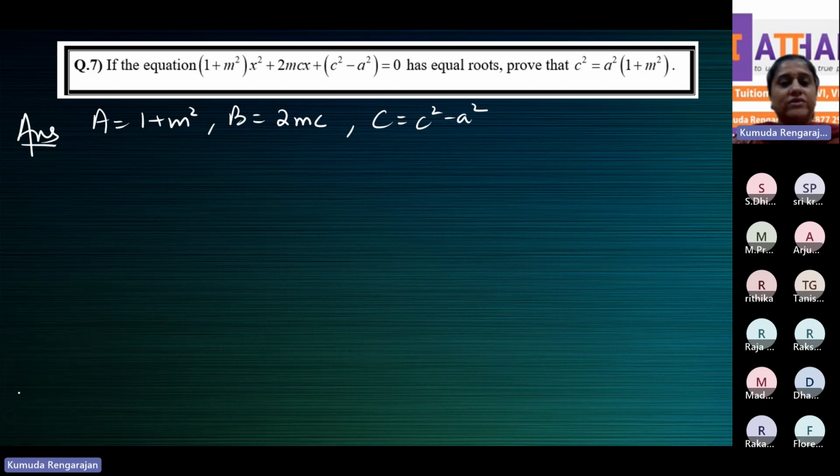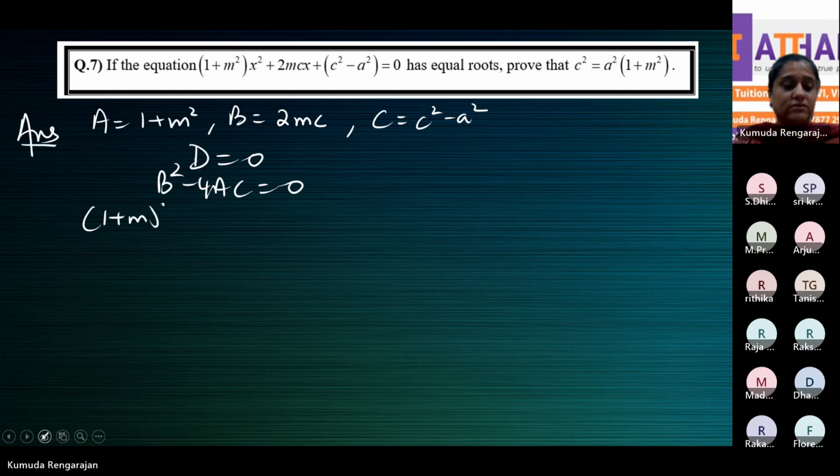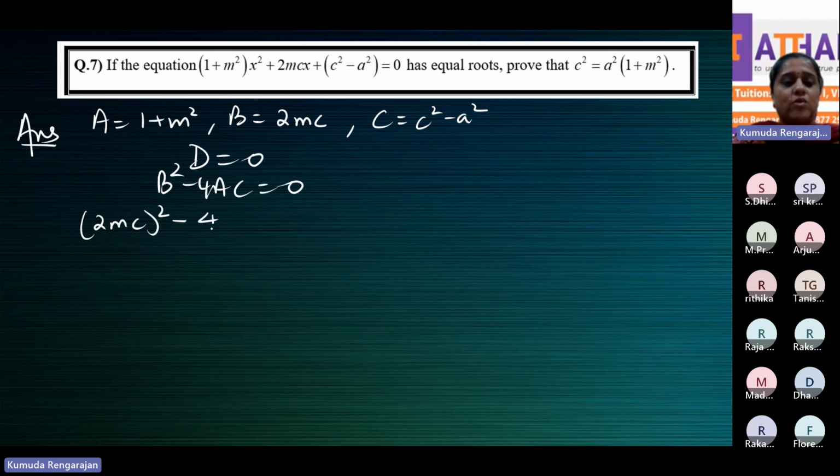Next, since it's given that the roots are equal, if the equation has equal roots, that means D is equal to 0. That means B square minus 4AC is equal to 0. So substitute 2MC the whole square, minus 4 into A into C is equal to 0. Yeah, continue from here.